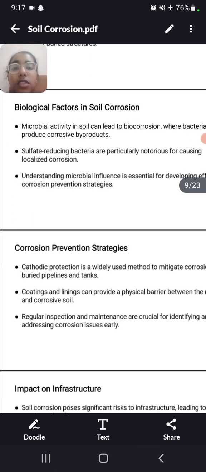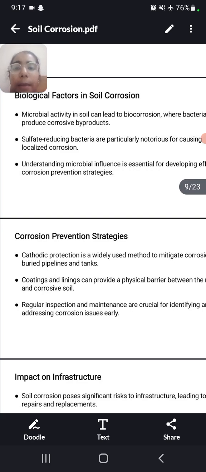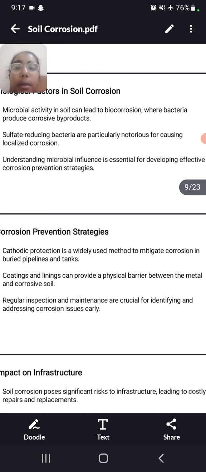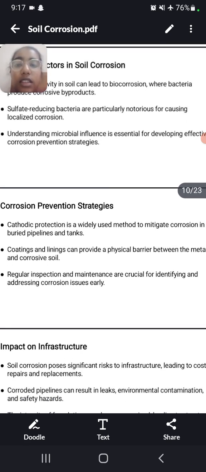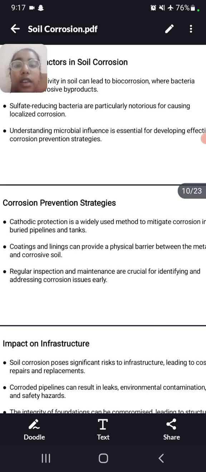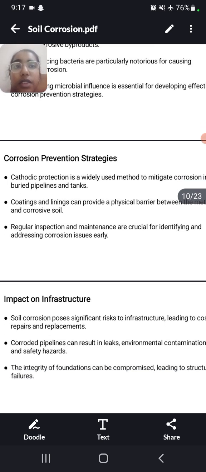Biological factors in soil corrosion. Microbial activity in soil can lead to biocorrosion, where bacteria produce corrosive byproducts. Sulfate reducing bacteria are particularly notorious for causing localized corrosion. Understanding microbial influence is essential for developing effective corrosion prevention strategies.